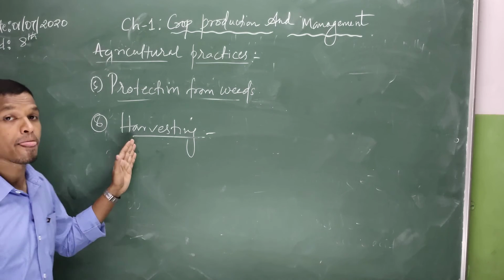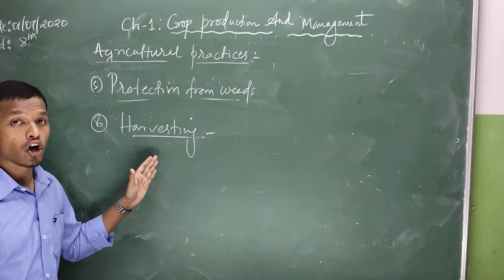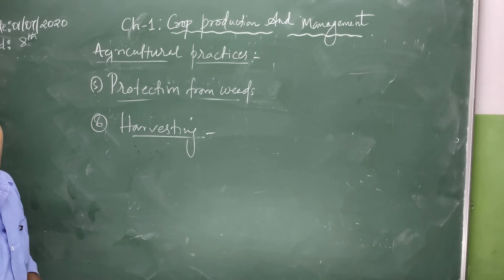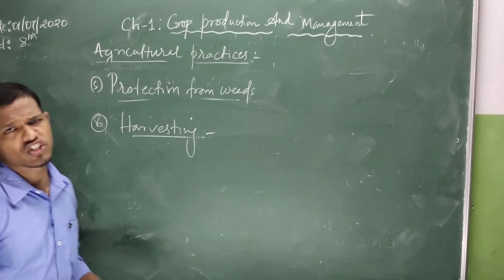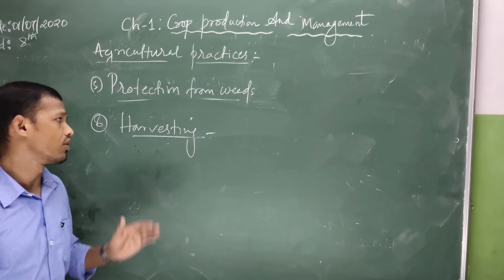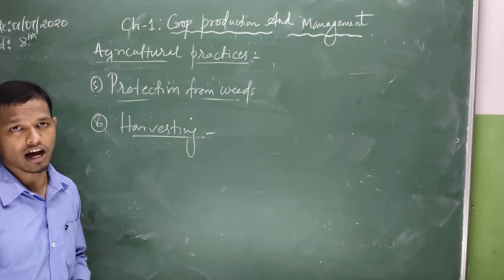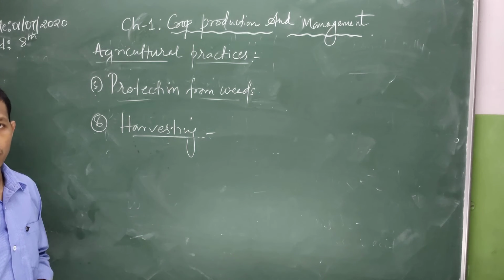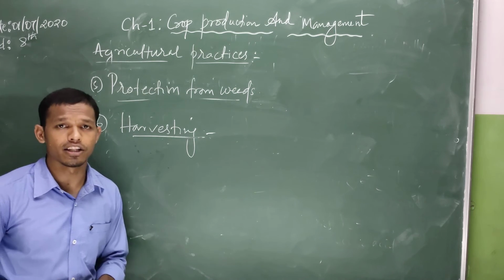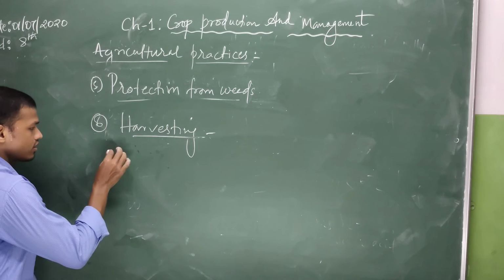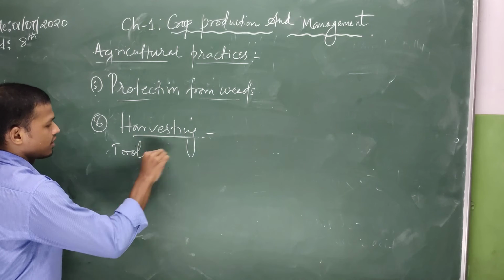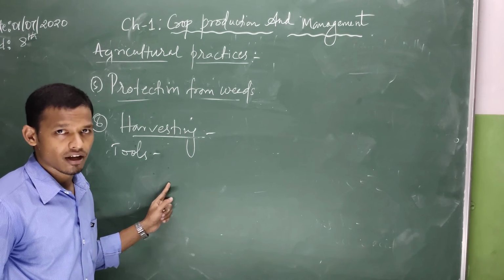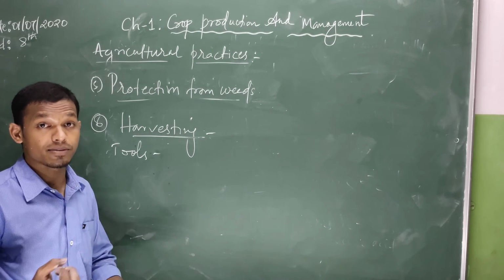Definition of harvesting: the cutting of crop plant after its maturity. They use various tools in order to harvest the crop plant. After ripening, they cut the crop plant after its maturity. They use tools like the sickle. They will also use a combine machine, so that they separate the food grains from the chaff.